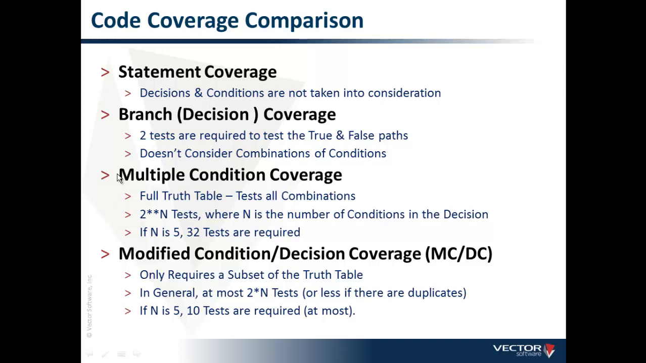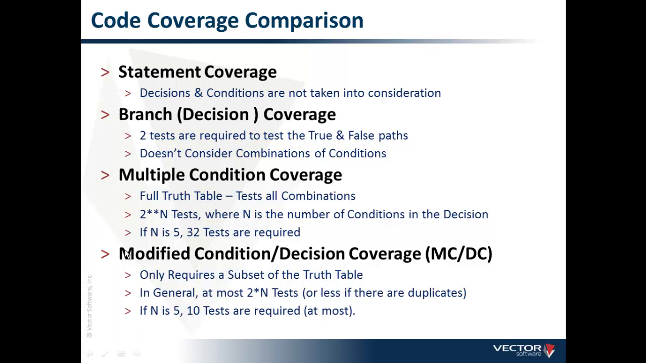Multiple condition coverage tests out everything. It looks at the full truth table or all combinations. It would require 2 to the n tests, where n is the number of conditions in the decision. If n is 5, 32 tests would be required. To accomplish MCDC requirements, you could do multiple condition coverage because it does test everything. However, there's more work there than necessary.